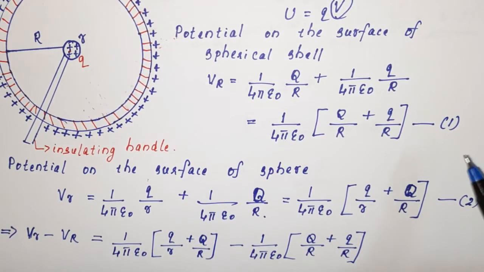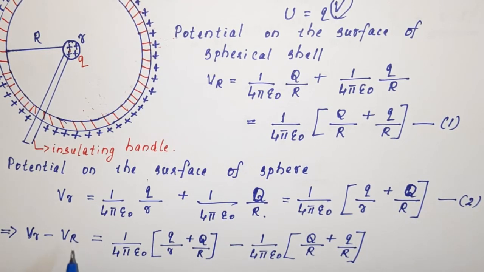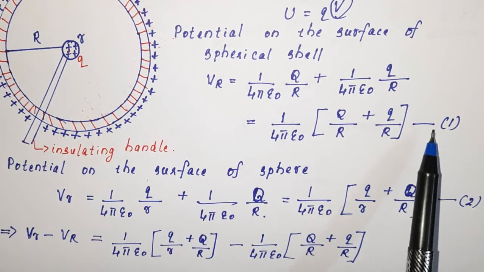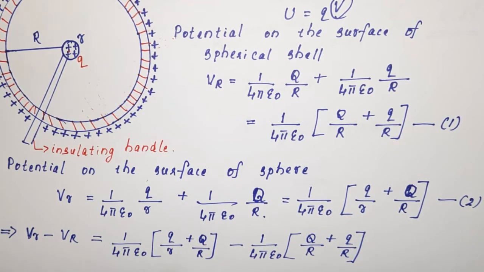So subtracting equation 1 from equation 2, we will have V_R minus V_r is equal to 1 by 4 pi epsilon 0 into, just write this term, minus equation 1. So when you expand and simplify, we will get the next equation.